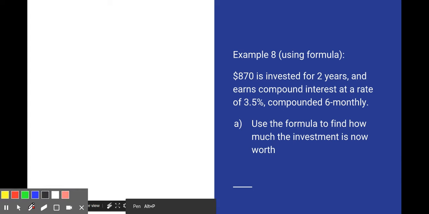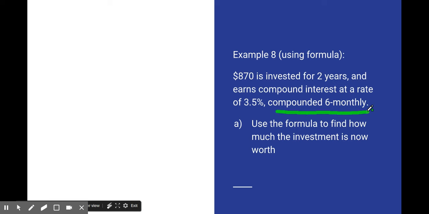Okay, so in example 8, we're going to use the formula. $870 is invested for 2 years and earns compound interest at a rate of 3.5% compounded 6 monthly. We want to find out how much the investment is now worth.